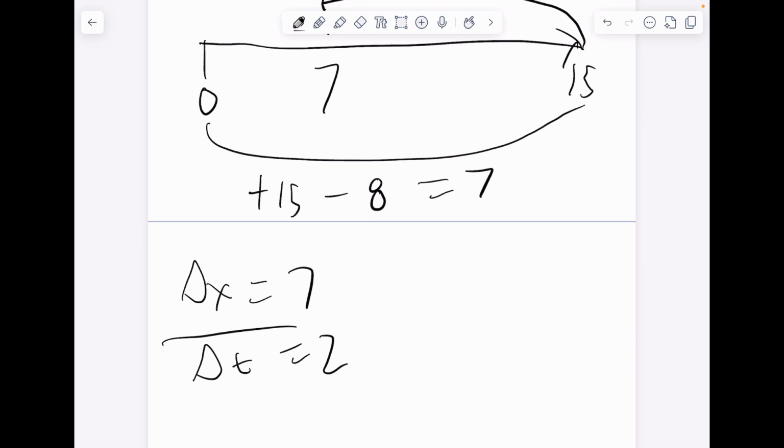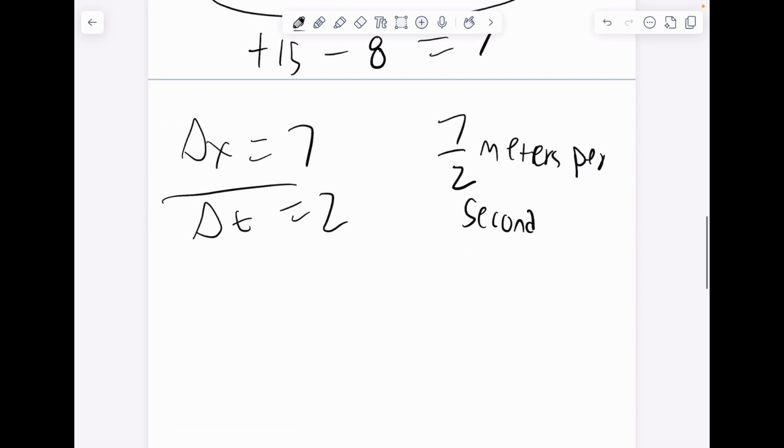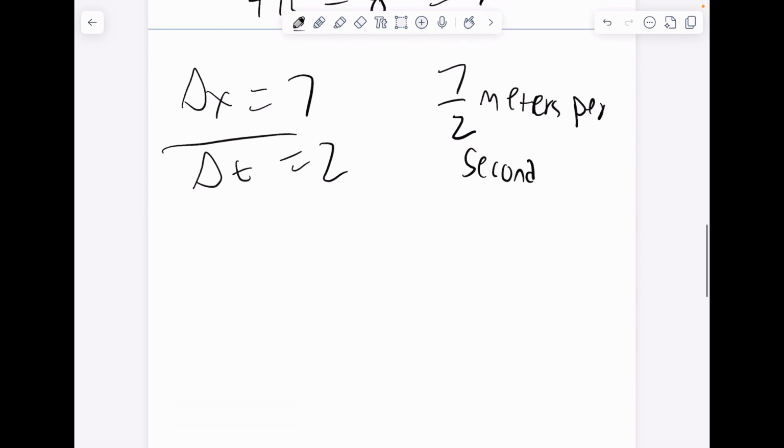But if we were to use, say, 12 and 14 seconds instead of 0 and 2 seconds, we would still be doing this in 2 seconds. It's just the time interval relatively would be different, but we'd get the same answer. Our displacement is 7 meters and our time is 2 seconds. I'm essentially moving at 7 halves, 7 half meters per second. And usually the unit for kinematics will always be meters per second.